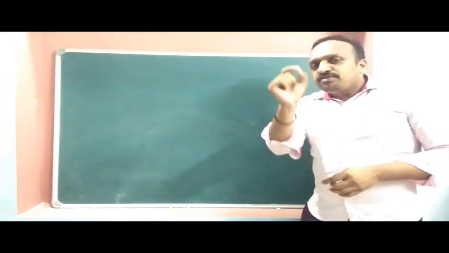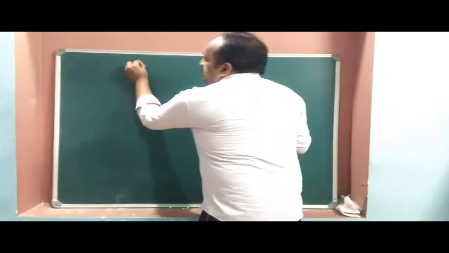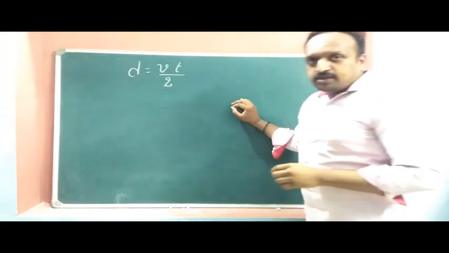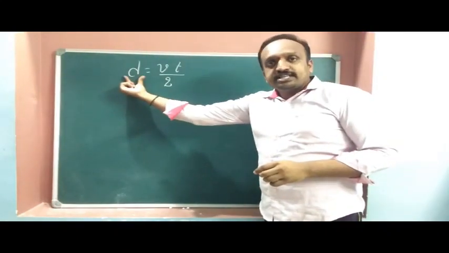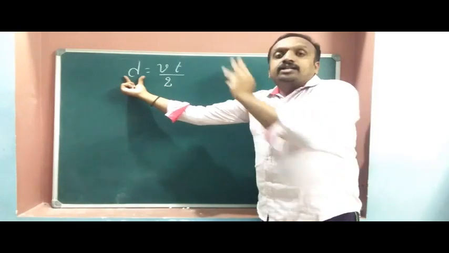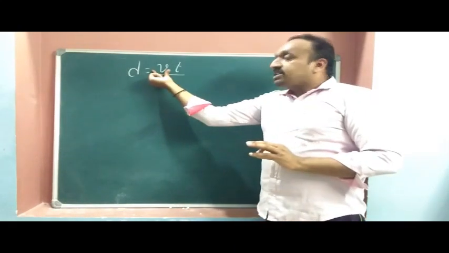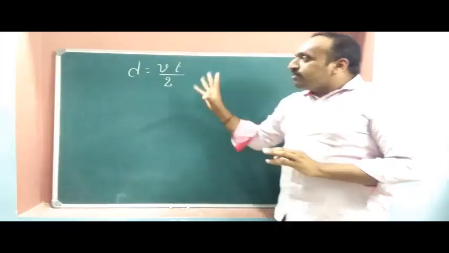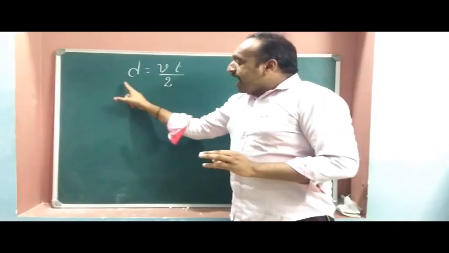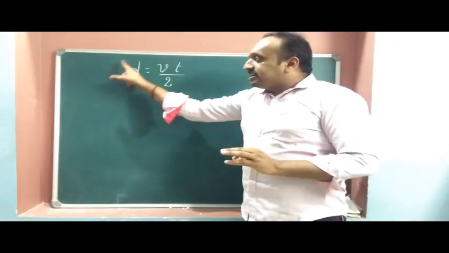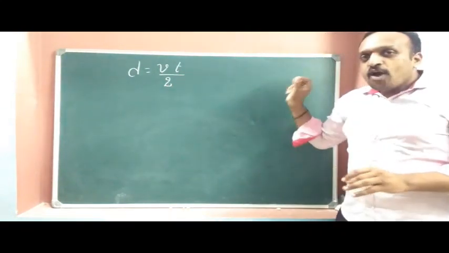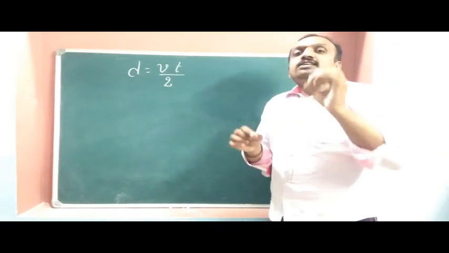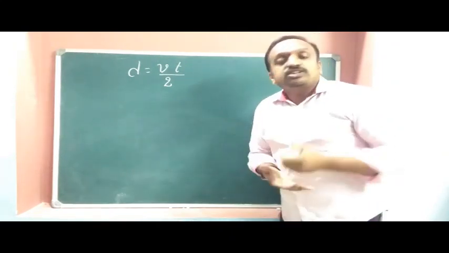We can find it out with a small formula, that is D equals Vt divided by 2. So what does D represent here? Distance between the source and the observer. V is the velocity of sound in air. T is the time. So if we substitute the values, we come to know the minimum distance required for the occurrence of an echo, or the formation of an echo.